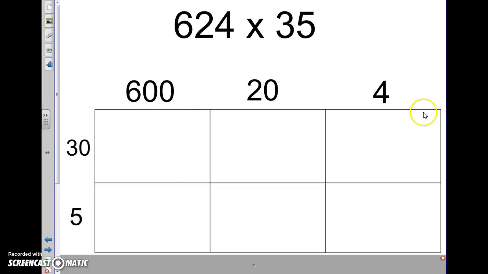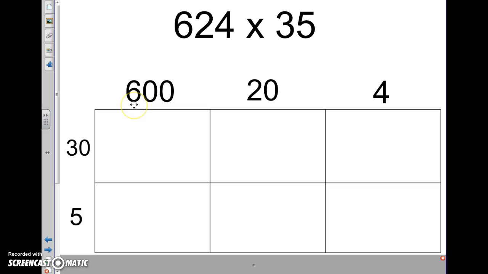So it's called the area model, right? Because if we wanted to find out the area of this entire rectangle, and it had a length of 624 and a width of 35, we would multiply the two sides together and get the total area inside. When using the area model with multiplication and breaking it down by place value, we're just breaking up into smaller rectangles first. So a little bit easier to manage numbers.